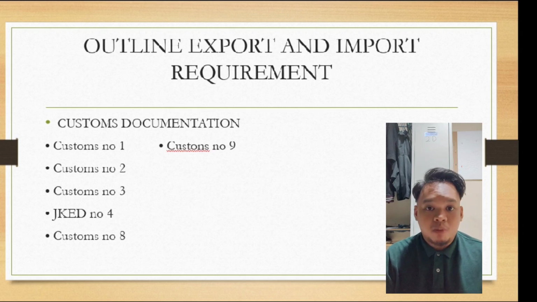Second is customs number 2. An export declaration is a type of form submitted at the port, providing details about the goods that are bound for export.